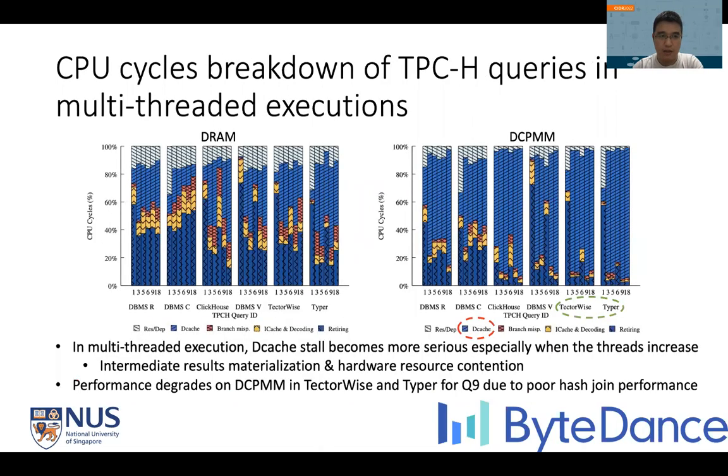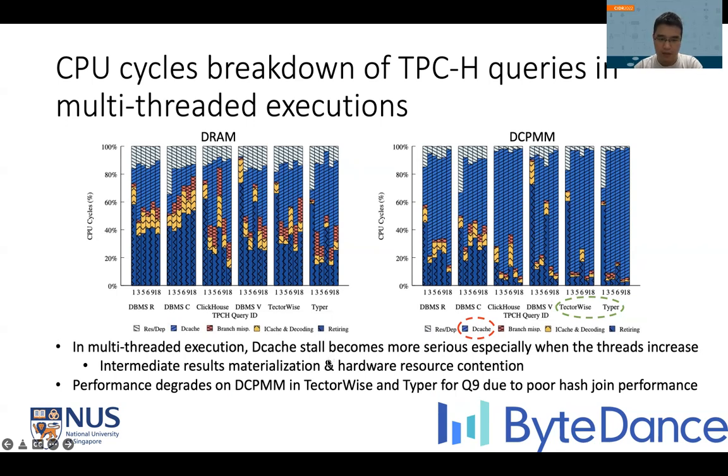Here are some results. The first is the CPU cycles breakdown of TPC-H queries in multi-threaded executions. From the figures, we find that in the multi-threaded execution, the data cache stall becomes more serious, especially when the threads increase. This is because of the intermediate results materialization overhead. And there are also some hardware resource contentions in the DCPM module.